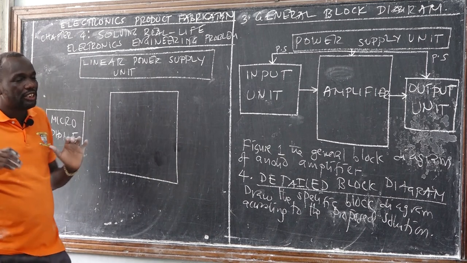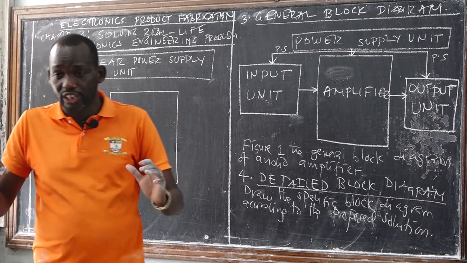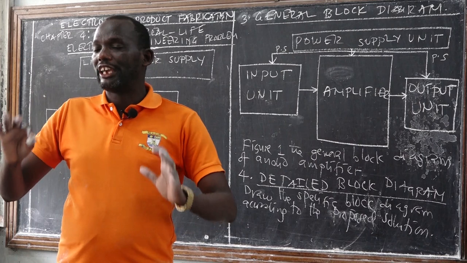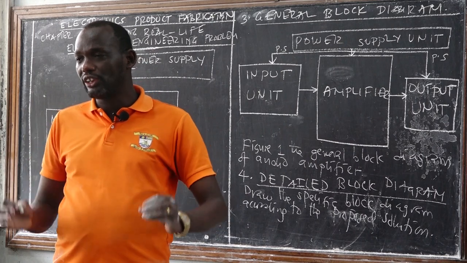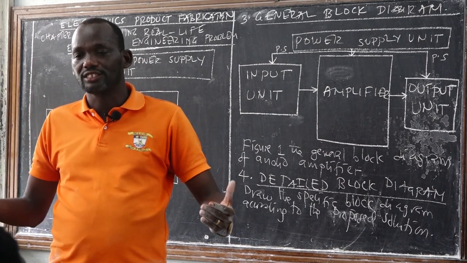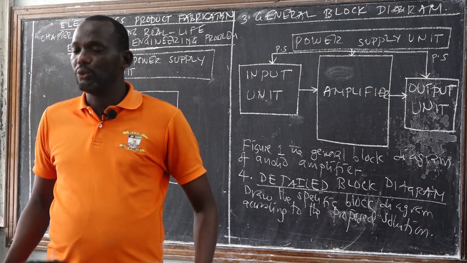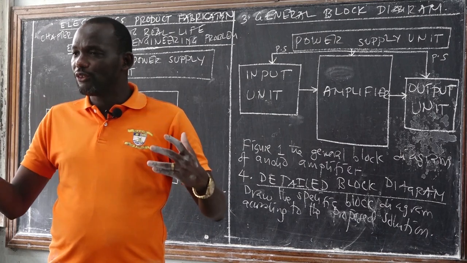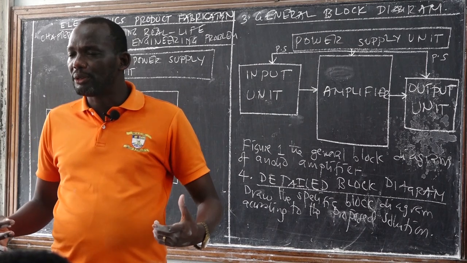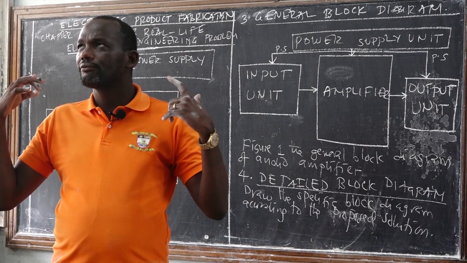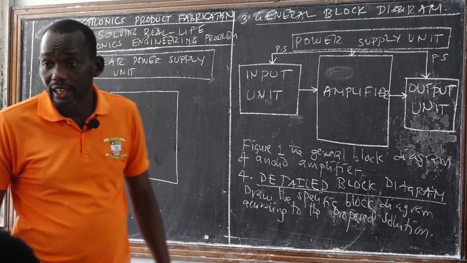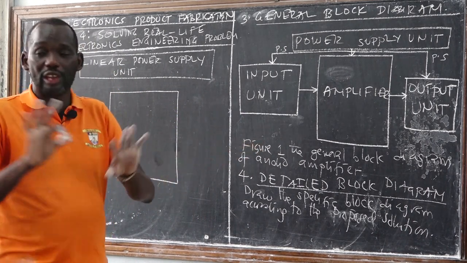But we have different types of amplifiers in electronics and communication. Each type of amplifier has its own way of designing, its own way of arranging the components, and its own way of testing. We have the audio amplifier, power amplifier, radio frequency amplifier, video amplifier, microwave amplifier, and intermediate frequency amplifier. So we have so many amplifiers.